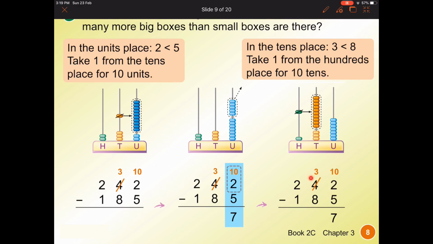So 3 is smaller than 8. So we'll have to take 1 from the hundreds place for 10 tens. Once again, be sure to cross off the digit 2 in the number on top and mark it with a little 1 above. And also mark the little 10 above the little 3.